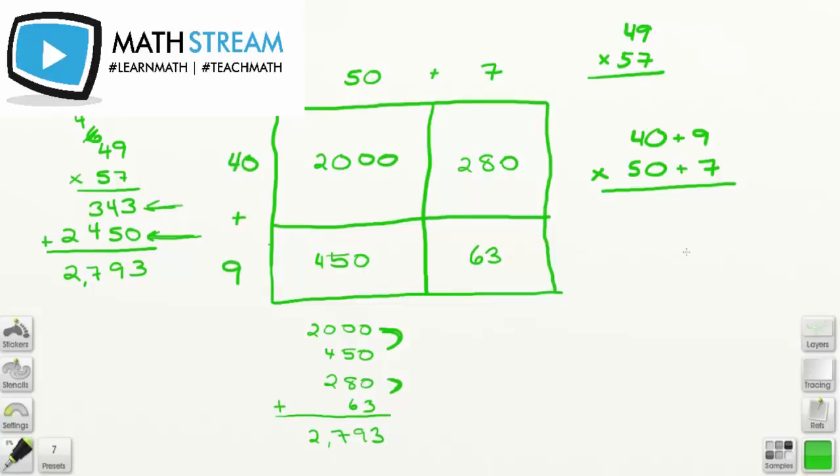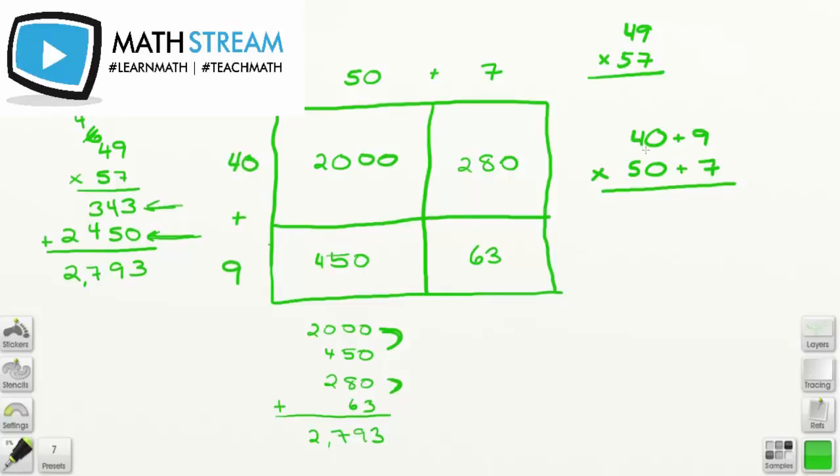So let's come back over to partial products. 40 plus 9, 50 plus 7. We want to multiply them. The first thing that we do is we start with the ones digit, just like we would in a traditional problem, the 7. And we want to multiply it 7 times 9 and 7 times 40.